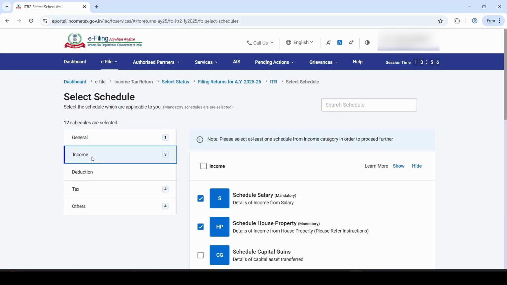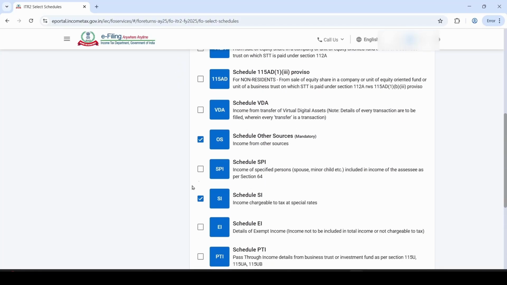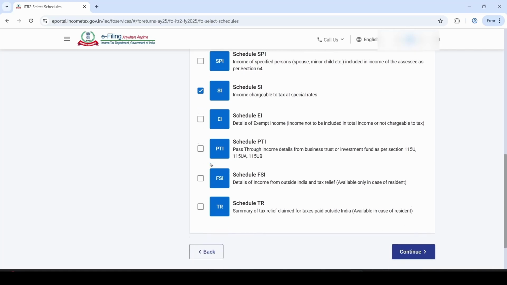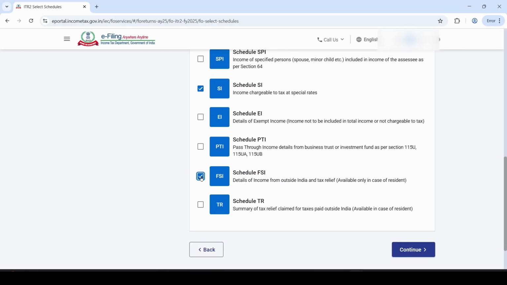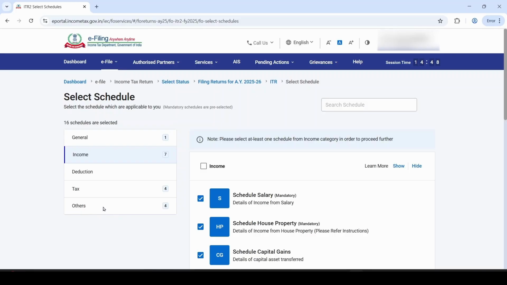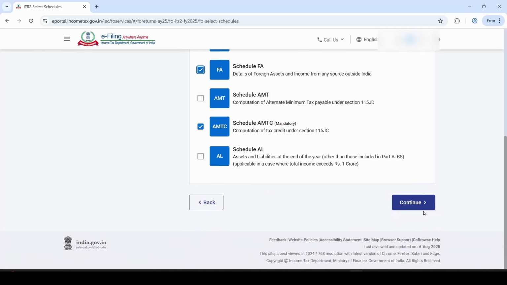Select the income category. Select schedule capital gain for declaring foreign capital gain. Select schedule other sources for declaring foreign dividend income. Schedule SI will be automatically selected because we have selected the capital gain schedule. Now select schedule FSI for declaring foreign source income and schedule TR for claiming tax relief on that. Now our next category is others. Select schedule FA for declaring foreign assets and click on continue.